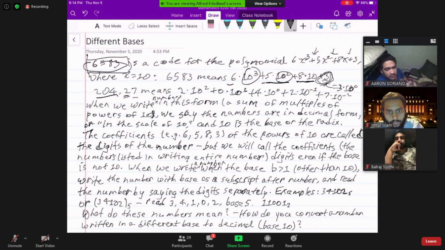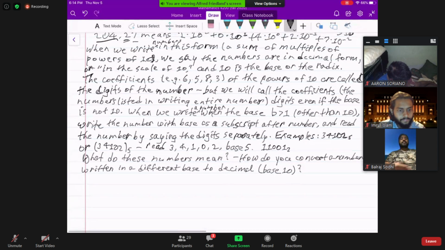Reading from right to left, the 3 was the coefficient of 10 to the 0. The 8 was the coefficient of 10 to the 1. The 5 was the coefficient of 10 to the 2, and the 6 was the coefficient of 10 to the 3. So as you move from right to left, those become coefficients of increasing powers of 10. Well, the same thing is true in any base.